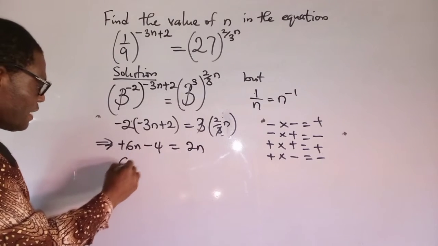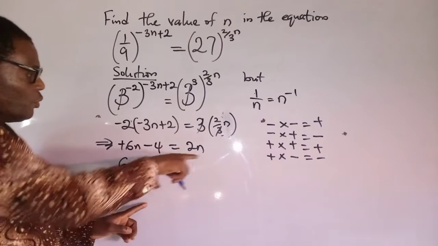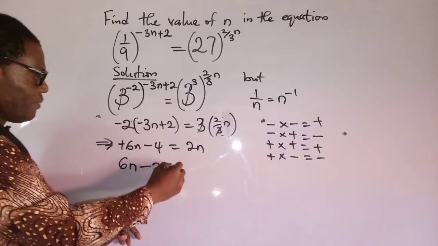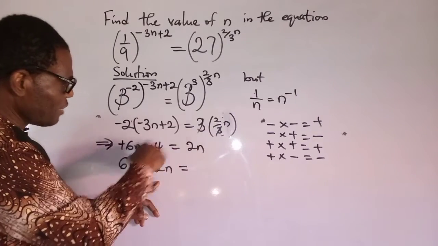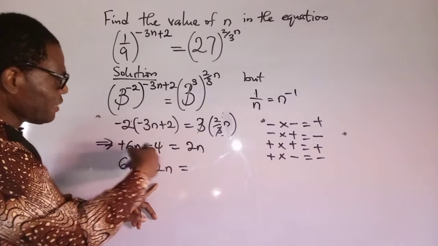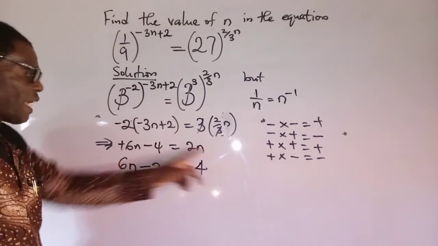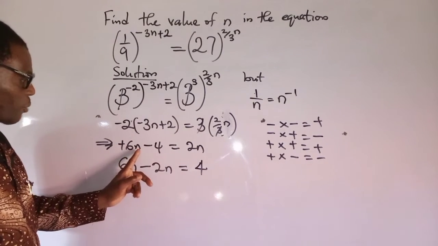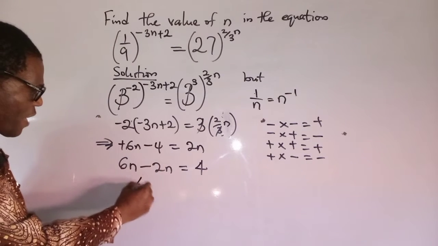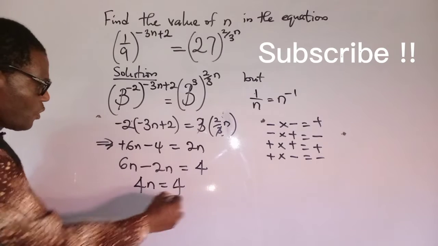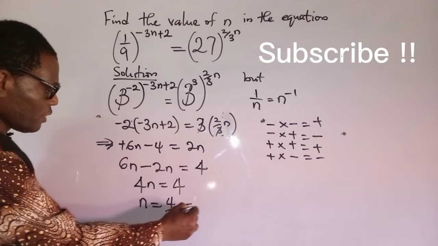So here we have 6n minus 2n. Subtract 2n from both sides. And here, taking it over the equals to sign to become positive, you add 4 to both sides, adding 4 to both sides to give us this. Subtracting 2n from both sides, you have this. So subtracting that, we have 4n equals to 4. So therefore, n is equals to 4 divided by 4, which is equals to 1.